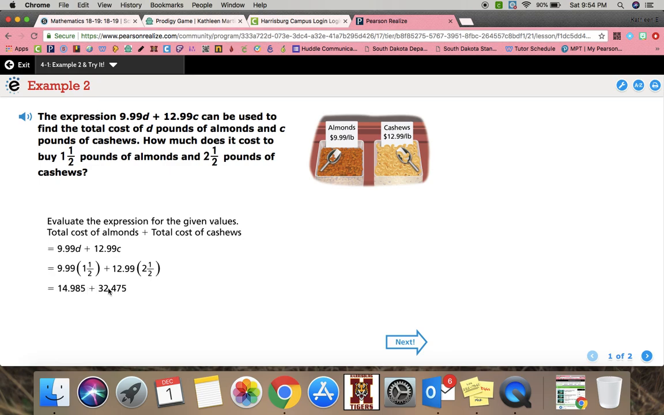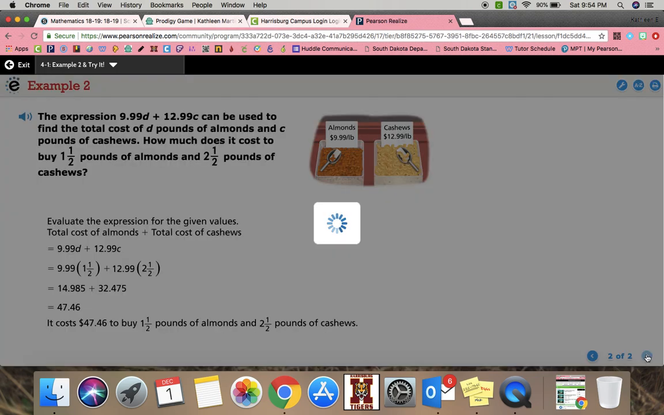The only thing left to do is to add, so order of operations here. And you get $47.46. So therefore, it costs $47.46 to buy 1.5 pounds of almonds and 2.5 pounds of cashews.